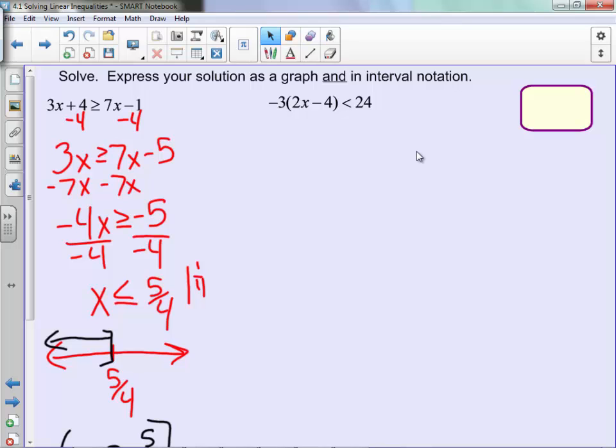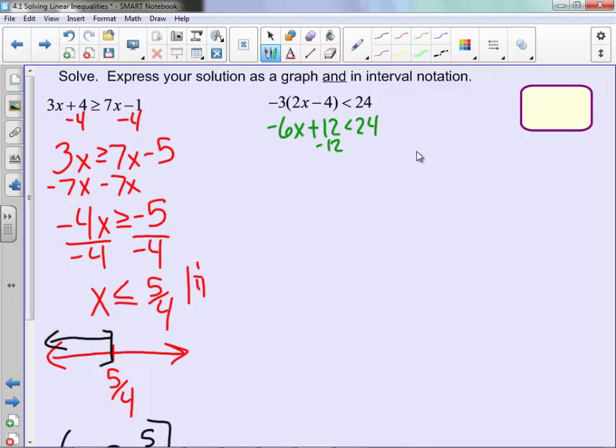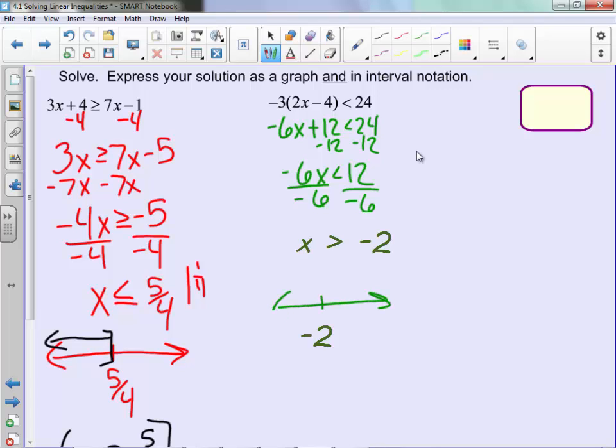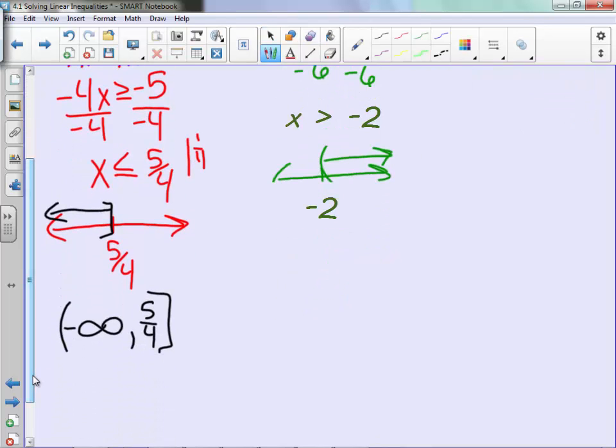Next one, we've got to distribute this negative 3. Subtract our 12. Divide by negative 6. So we'll get x is greater than 2. So on a number line, we want the numbers greater than 2, but notice not equal to, so we'll have our parenthesis. So we want all the numbers from 2 on up.